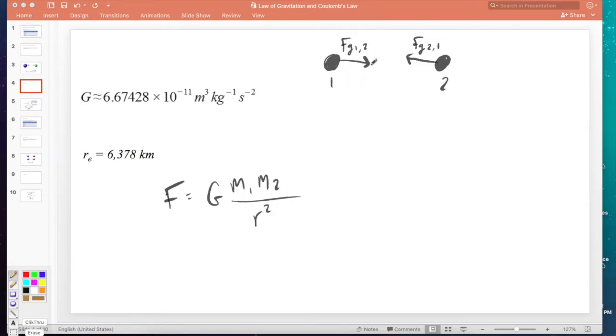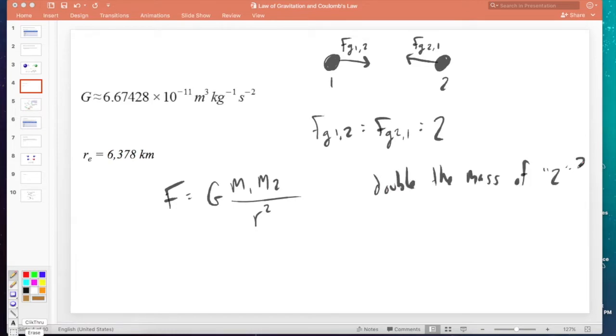Let's say that I calculate the force of gravity here, and I find that the force felt by 1 dealt by 2 is going to be equal but opposite. Remember, equal but opposite. The force of gravity felt by object 2 dealt by object 1, let's say I find that to be a value of 2. What will the new force be if I double the mass of object 2?